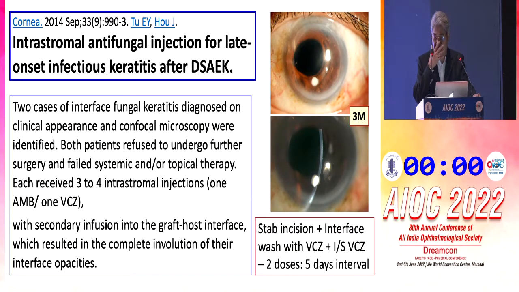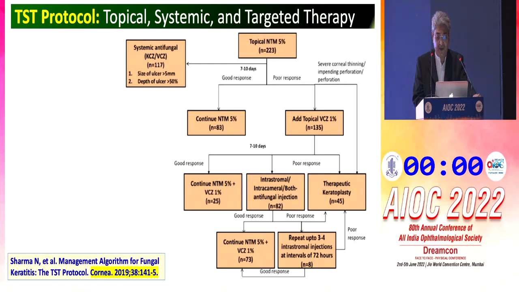And there are also studies like in DMEK or DALK, when there is DMEK or DSEK, whereas there is deep stromal infection, then in the interface you may try to give a stab incision and a little bit of voriconazole, and there are reports that it may be effective. So you may try it.